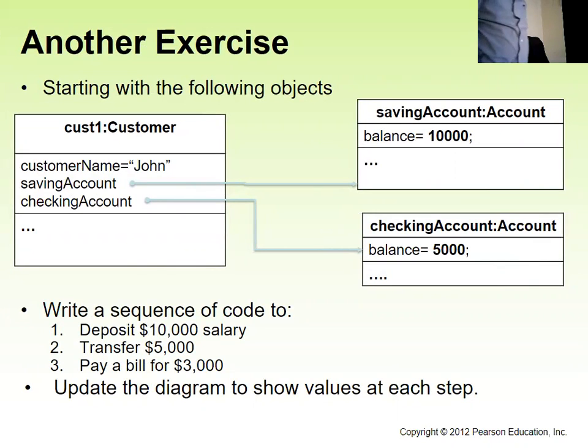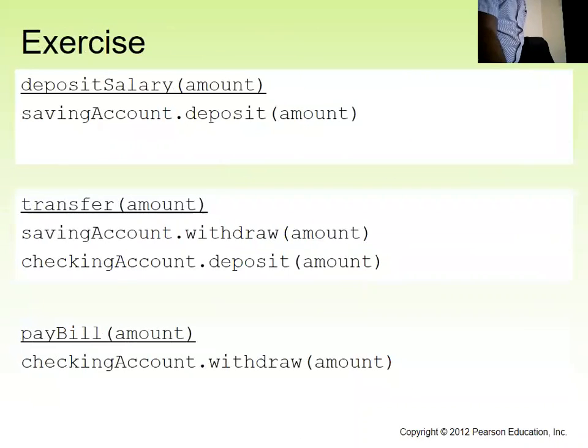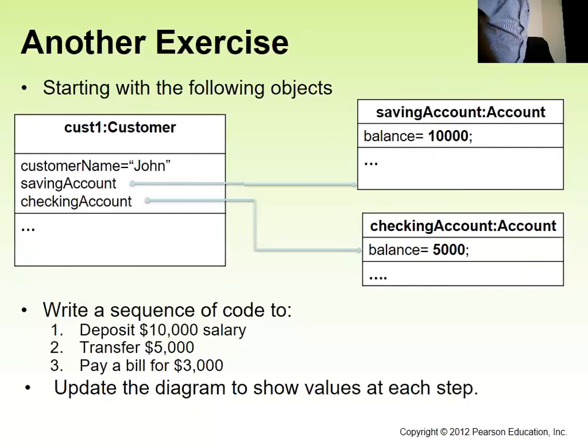So after we deposit $10,000 salary, what should change? The balance where? In savings account, right? So that should change from $10,000 to $20,000. Then we're gonna transfer $5,000 from our saving account to our checking account. So our checking account will become $15,000. Then we pay a bill for $3,000.